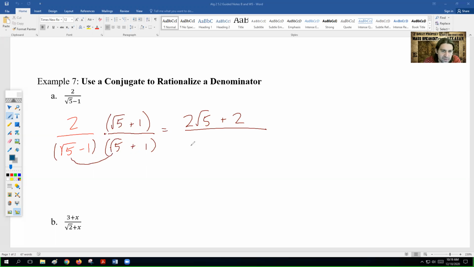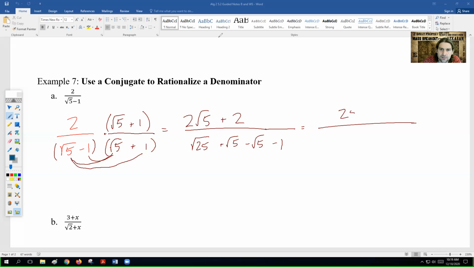All right, radical 5 times radical 5 is radical 25. Radical 5 times 1 is radical 5. Then the negative 1 times radical 5 would be a negative radical 5. And then a negative 1 times the positive 1 is a negative 1. Now that bottom does simplify.